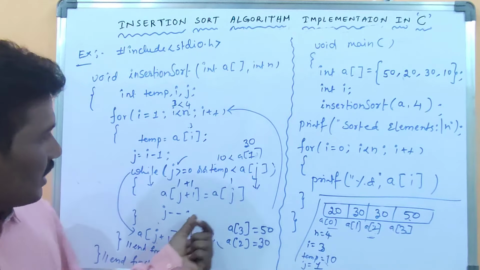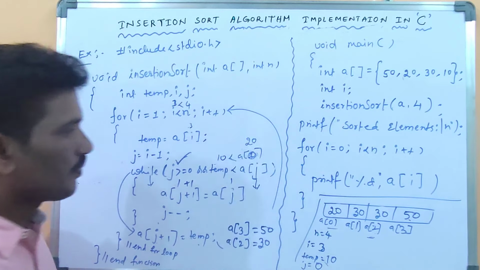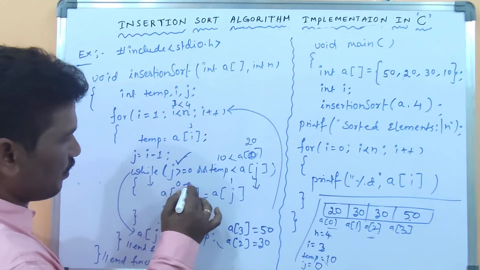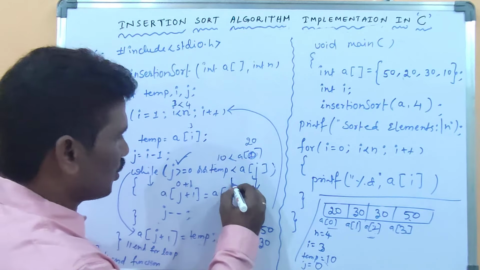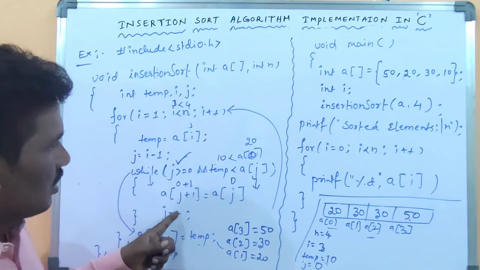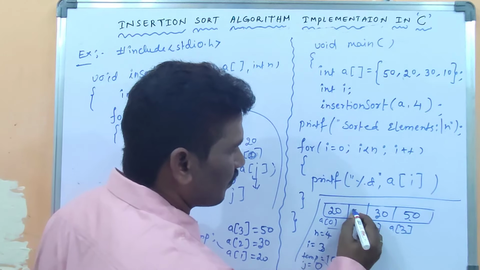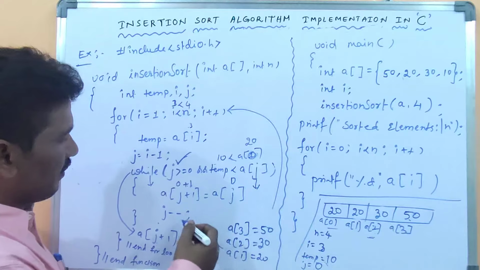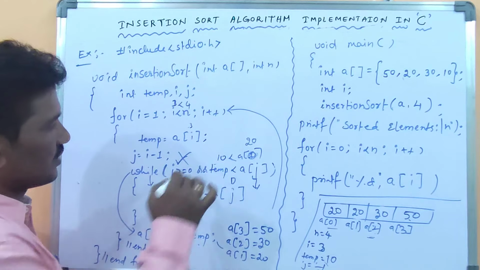Again temp value is 10, less than A of 0. What is the A of 0? It is 20. It is also, condition returns true. Then here A of J plus 1, A of 1 value should be A of 0. A of 0 should be 20. A of 1 equal to 20. Okay, here the 20 will come to here. Then again J value is decremented by 1. J value becomes minus 1. The minus 1 greater than or equal to 0 condition returns false.